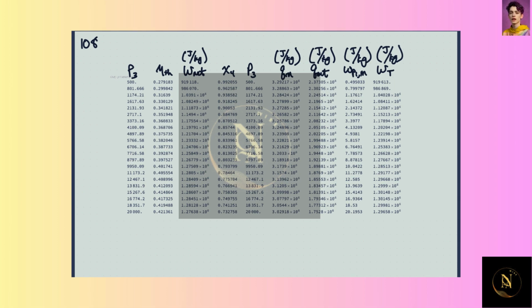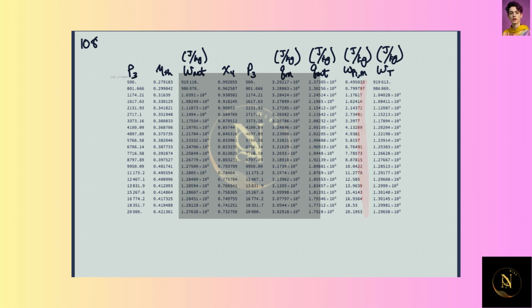I repeated the pressure at 3 here. Then the specific heat transfer in, in joules per kilogram, the specific heat transfer out, the specific work into the pump, and the specific work out of the turbine, in joules per kilogram.